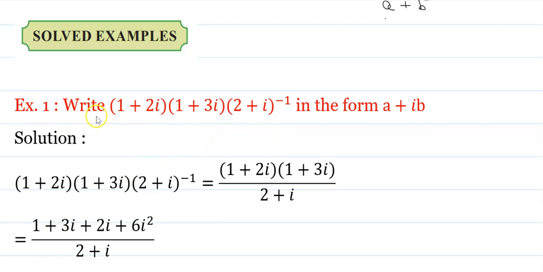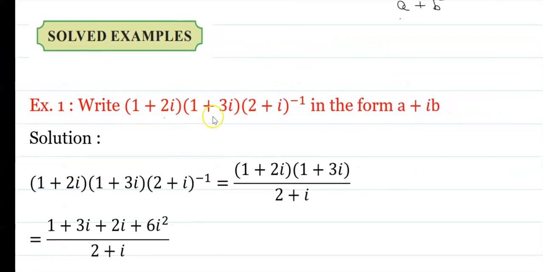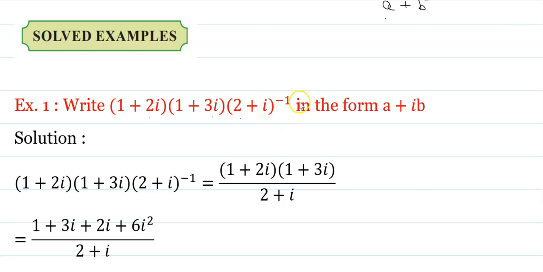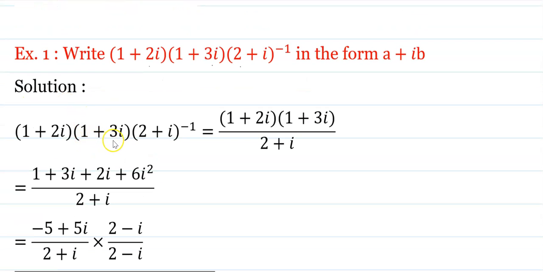First example: write in the form a plus ib the expression (1 plus 2i) into (1 plus 3i) into (2 plus i) to the power minus 1. Okay, now the solution. In the first bracket 1 plus 2i, in the second bracket 1 plus 3i, in the third bracket 2 plus i to the power minus 1. The power is minus 1, so it goes to the denominator and becomes plus. And here the multiplication of these two brackets upon 2 plus i.